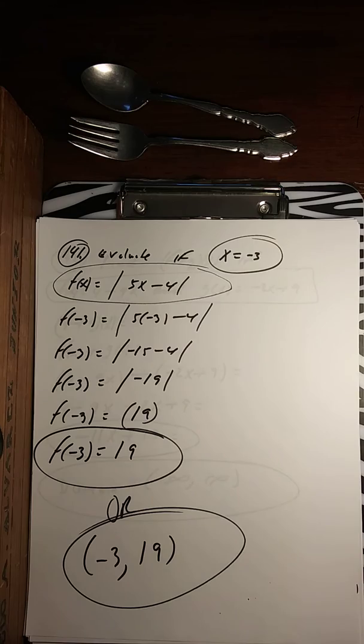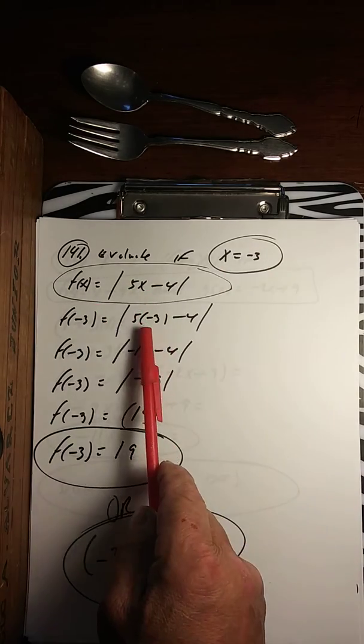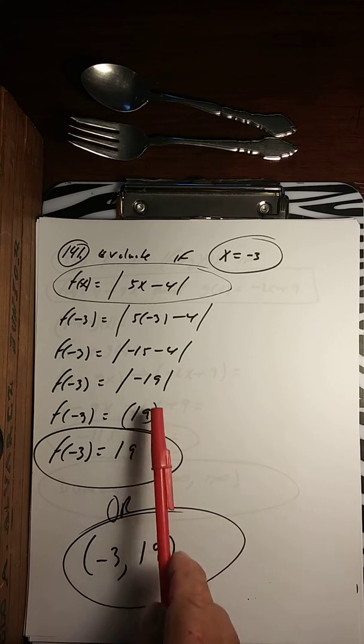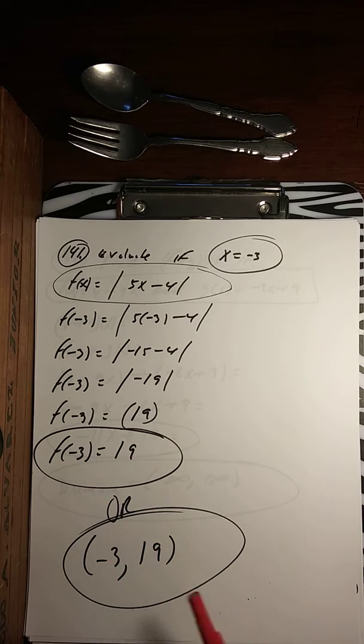Another function. Absolute value. So absolute value of a number, put it in there. Put negative 3 in there. 5 times negative 3 is negative 15. That's going to be negative 19. Absolute value of negative 19 is going to be a positive 19. So the answer is positive 19. So at negative 3, what do you get? 19.